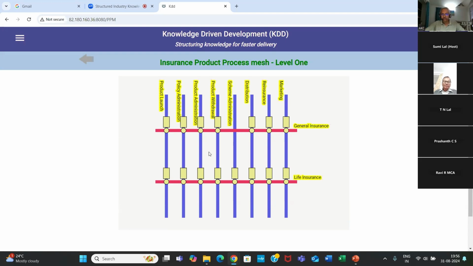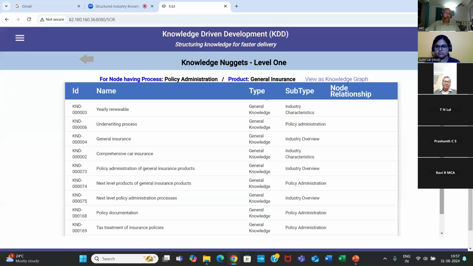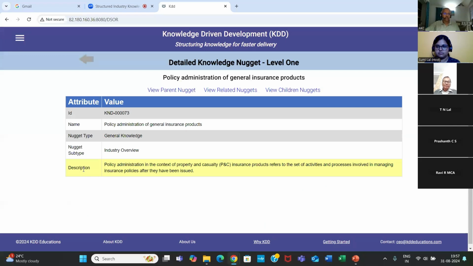So let me click on policy administration, for example. Right now, I go here. It shows all the different knowledge nuggets at this level 1, right? And again, it's not exhaustive here because we have pulled a sample, but let me pick up anything. Let's say 73. It gives me information about this particular knowledge nugget, what it is, industry overview and all that. The whole information is contained there, right?